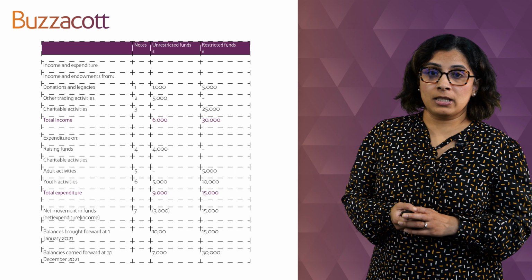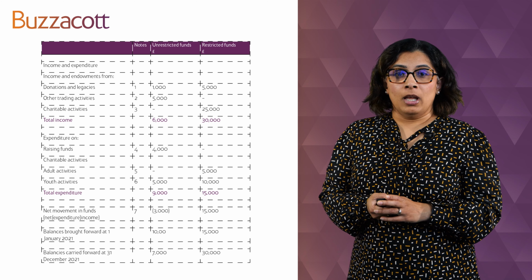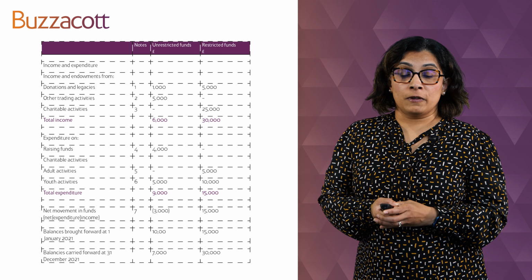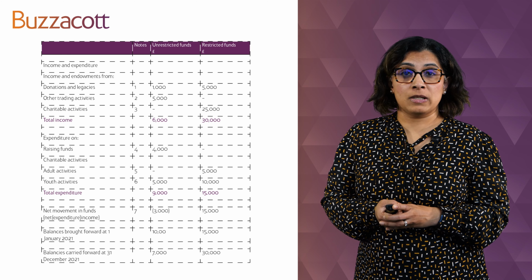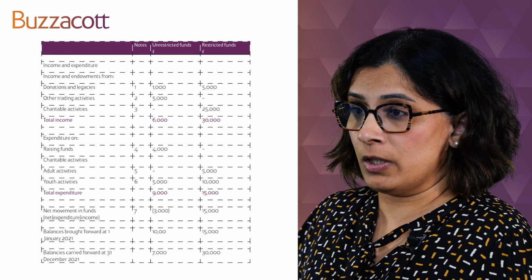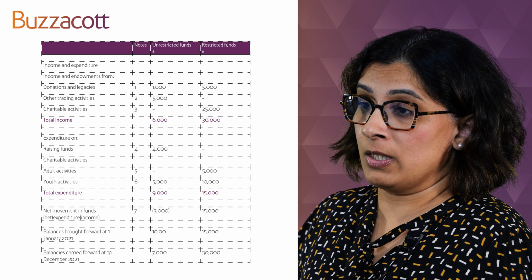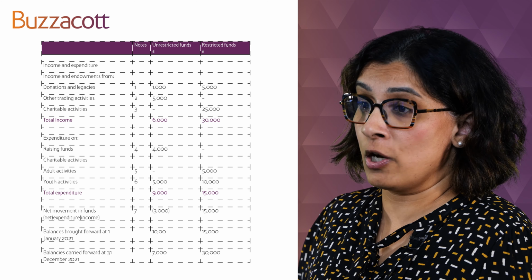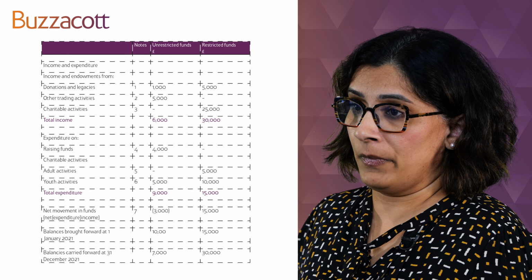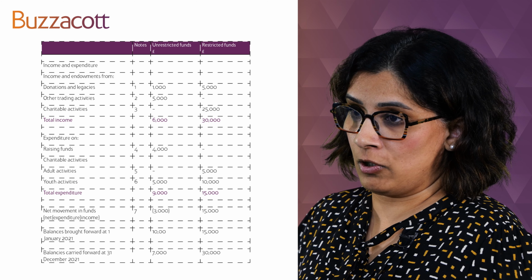The second column you have on a statement of financial activities is restricted funds. They are where the funders and donors give funds for specific purposes, so the monies are restricted in use. A good example is when a charity is raising funds for a specific appeal and donors are giving money towards that appeal, rather than the wider activities of the charity.